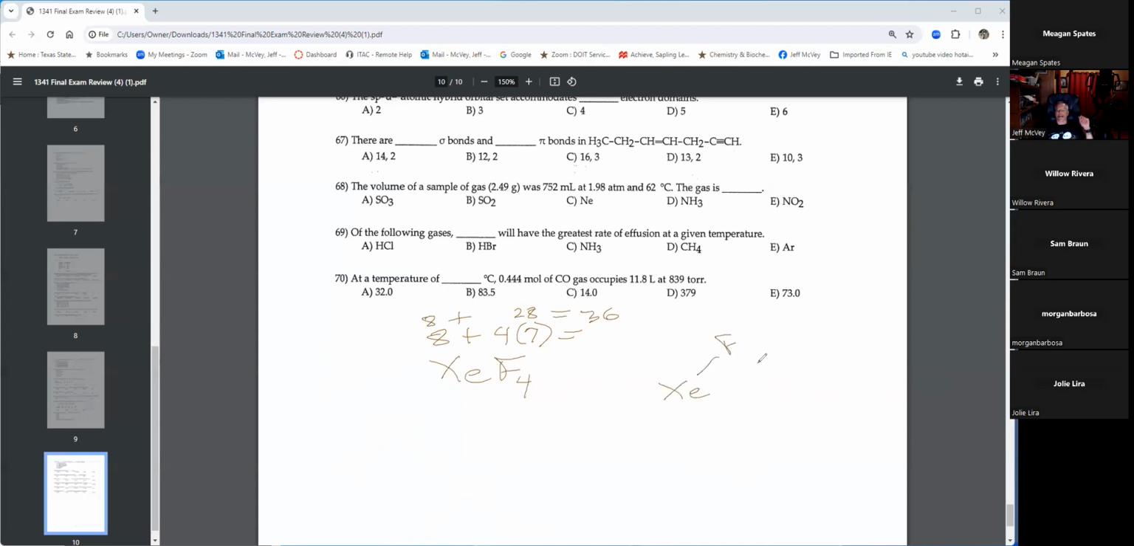Let's throw the fluorines out here. Okay, now there are 8 electrons. We fill the octet around the fluorine. 8 times 4 is 32. So I only use 32. I've got 36. So I need 4 electrons to go somewhere. That's 2 non-bonding pairs.